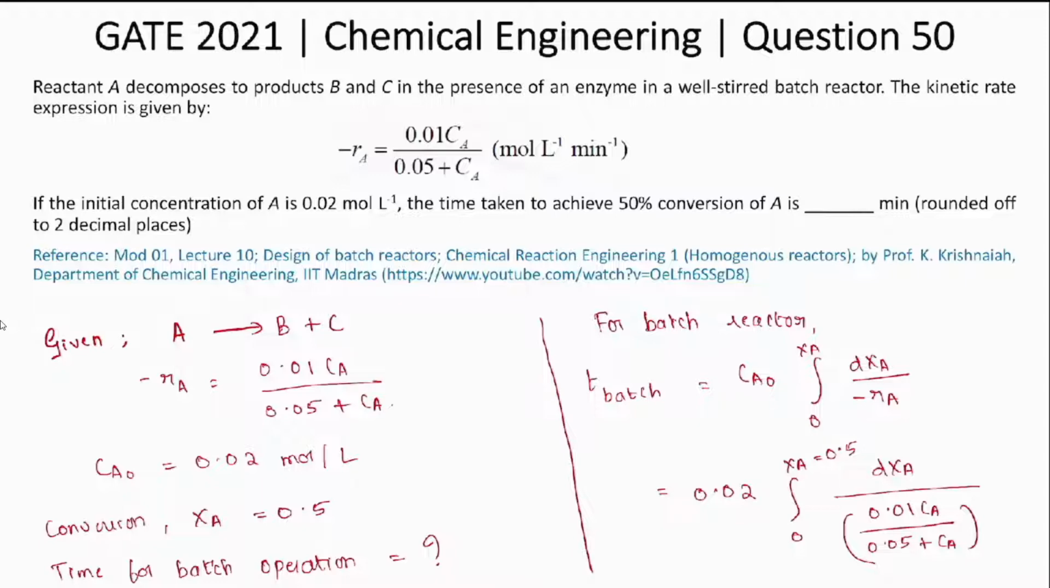Right. So now what we have to do is, inside the integral we have the terms in Ca. We have to convert the reaction rate equation in terms of Xa, the conversion. So t batch will be equal to 0.02 times the integral from 0 to 0.5 of (0.05 plus Ca) by 0.01 Ca dXa.